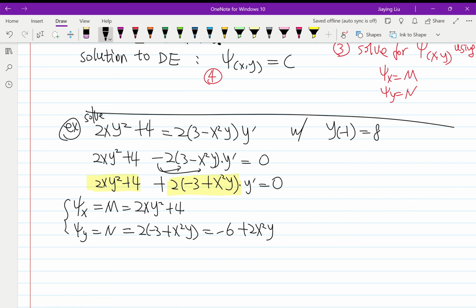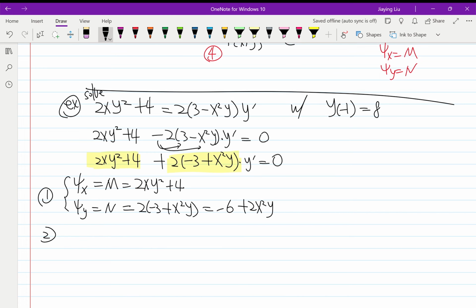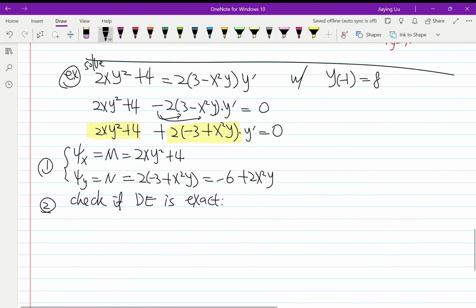The next step is to check whether that equation is exact, right? If it's not an exact equation, we're not going to find the solution this way. So step 2, check if the differential equation is exact. So we want to make sure that psi xy equals psi yx. You don't have to write this down in the future if you don't like to. You can just write down My equals Nx. That's what we want.